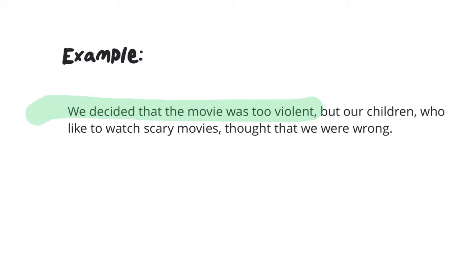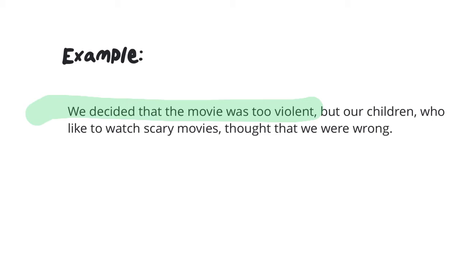The second one is a little more difficult to identify because there is the dependent clause embedded into the sentence in the form of a appositive. So let's look at this sentence. But our children, who like to watch scary movies, thought that we were wrong.